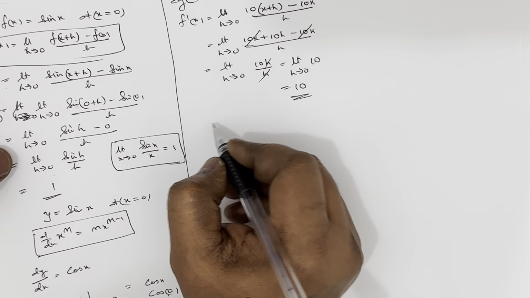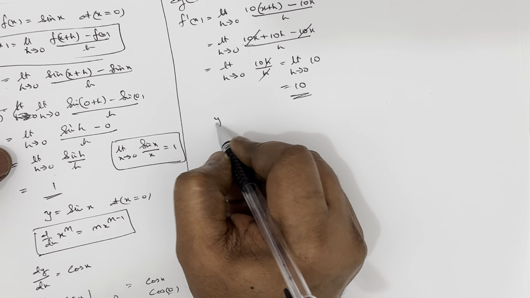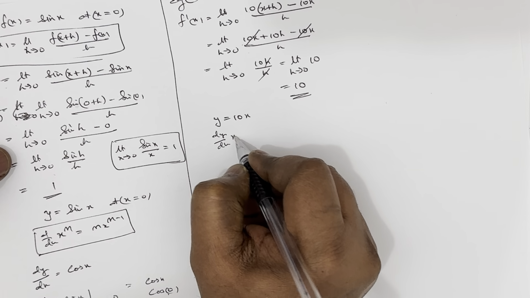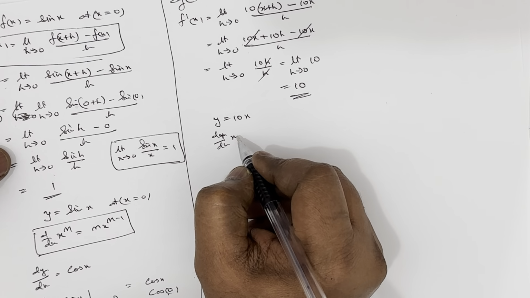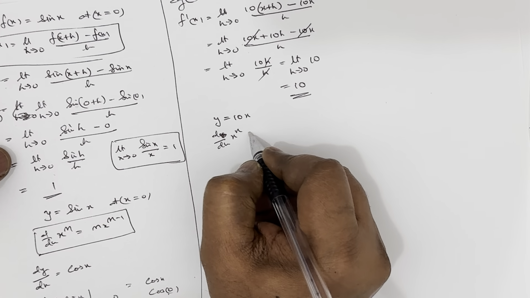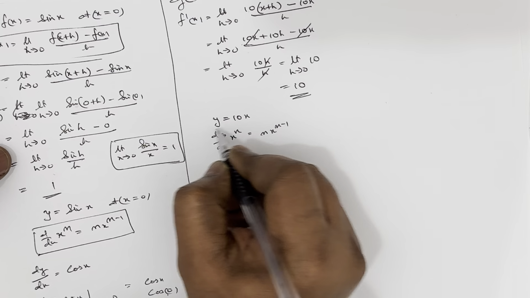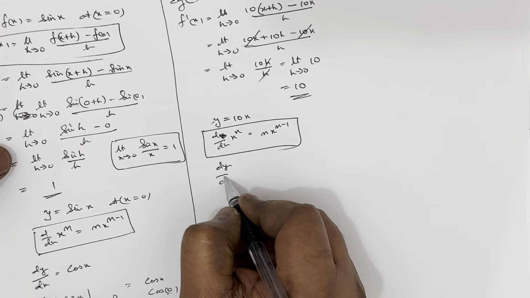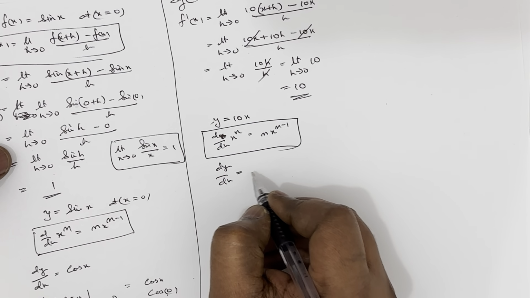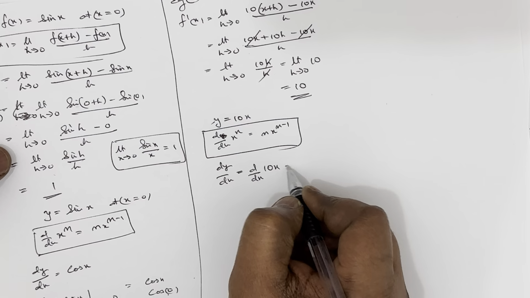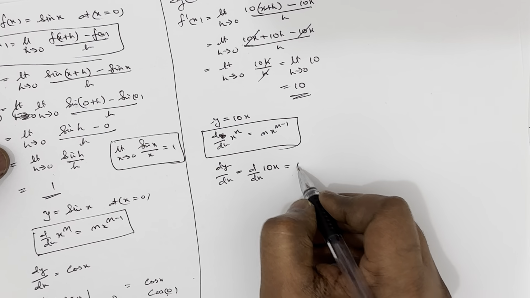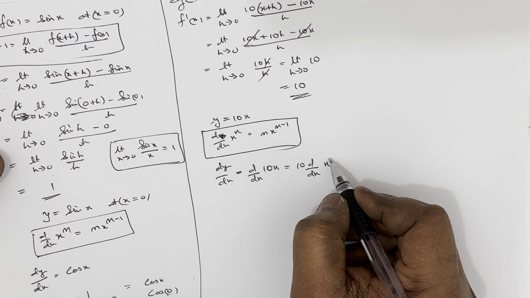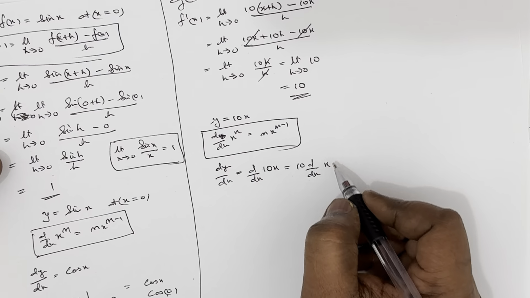Now with the power rule method again, let y be equal to 10x. So the formula is the derivative of x power n is equal to n into x raised to n minus 1. So dy by dx is equal to d by dx of 10x. Now a constant can be brought out, so 10 d by dx of x. Now we know the derivative of a variable having power 1 is always 1.